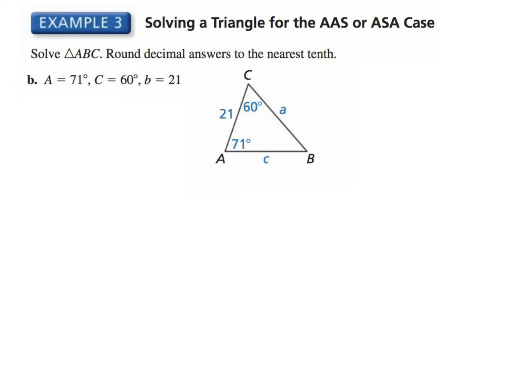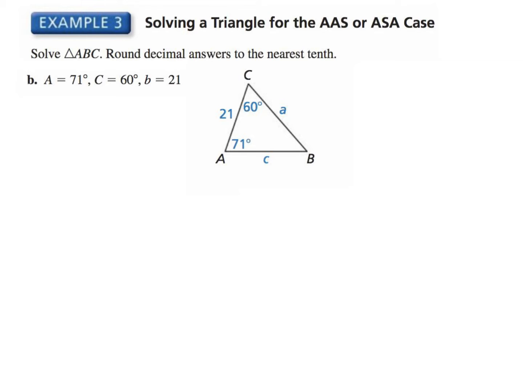Okay, so this is now solving the triangle again. And so this is just another example for you guys. We have two angles and a side that is not related to them.